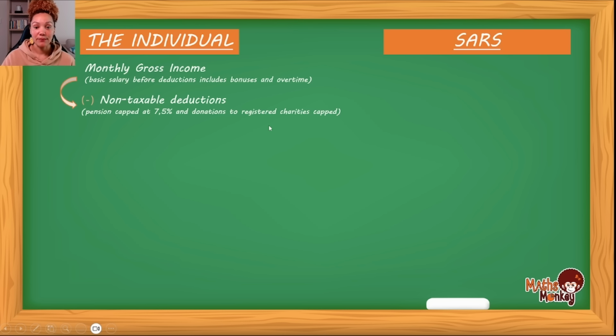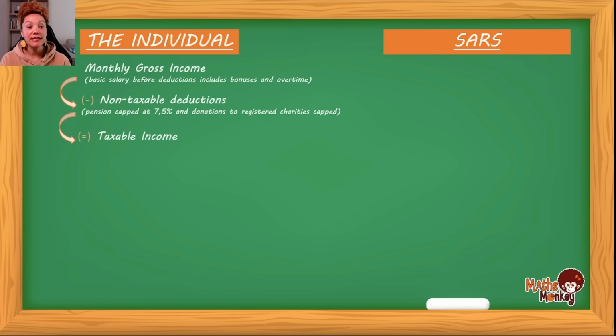Obviously, there's a maximum. So when I say capped here, this cap just means that they'll give you a deduction up until a certain point. Okay, so now we've got what somebody earns and we take off the non-taxable deductions and this leaves us with the taxable income. The taxable income is actually the total that will be taxed on. That's why it's called taxable income.